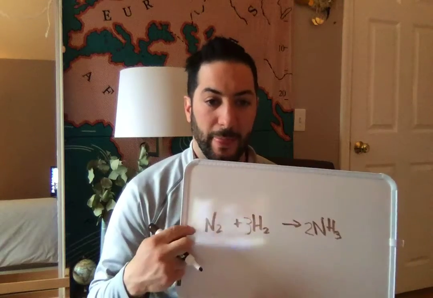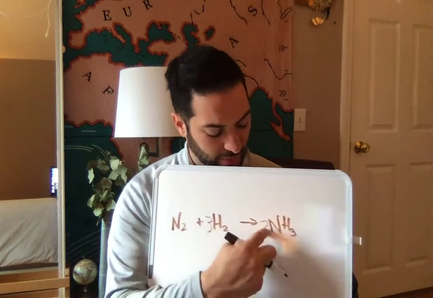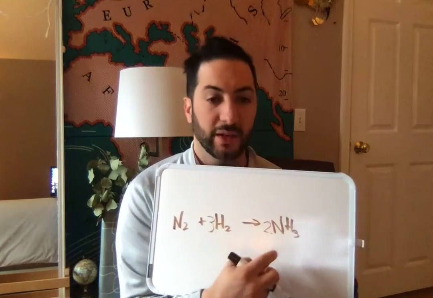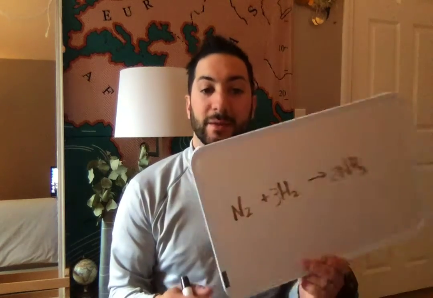Okay, so now I have 2 N's, 2 N's. 3 times 2 is 6 H's. 2 times 3 is 6 H's, right? That's a balanced equation. Let me give you another one. Maybe I'll have you try to do it at home.